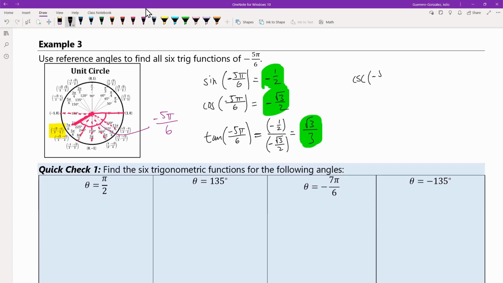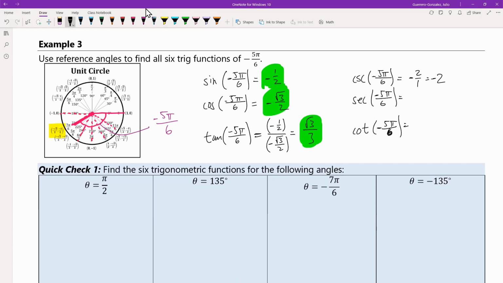Cosecant of negative 5 pi over 6. Secant of negative 5 pi over 6. And then cotangent of negative 5 pi over 6. We get to flip all of these. So this is going to be negative 2 over 1. Let me make it 1.